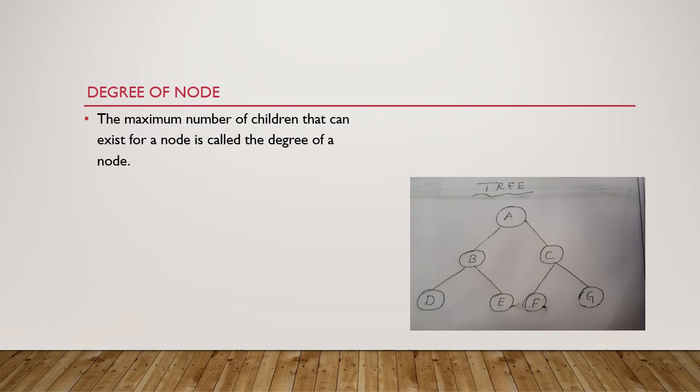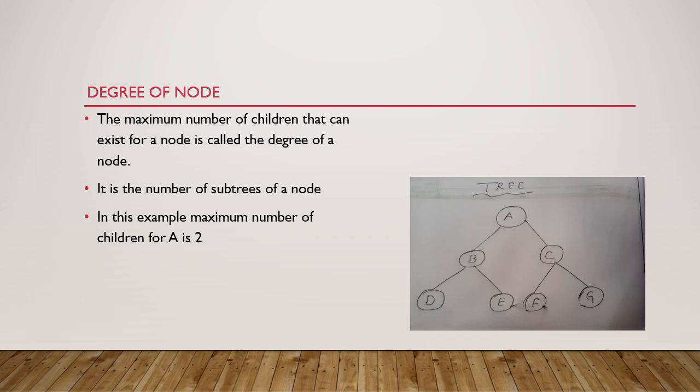How many children is that particular node having? In this example, A is having two children, B is having two children, C is also having two children. So it is the number of subtrees of a node, that also you can tell. In this example, maximum number of children for A is 2 and for B is also 2. But in the first example, A was having B, C, D, three children. So A was having 3 as the maximum number of children. In that particular example, we can tell 3 is the degree of A.